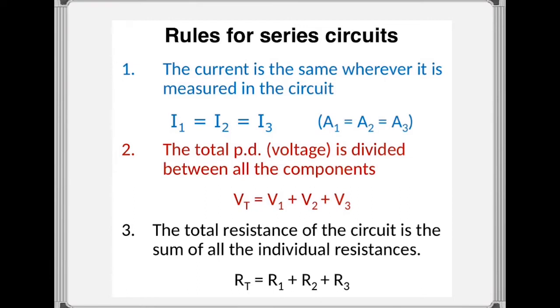Second rule, the total potential difference, the voltage, is divided between all the components, but not necessarily equally, as you probably know by now. That depends on the resistance of the components. So VT, as the total voltage across the circuit, is the sum of V1 plus V2 plus V3, etc. The third and final rule is that the total resistance of the circuit is simply the sum of all the individual resistances. So the total resistance RT is equal to the individual values R1 plus R2 plus R3, etc. So if you can make a note of those in your book, that would be a good start.